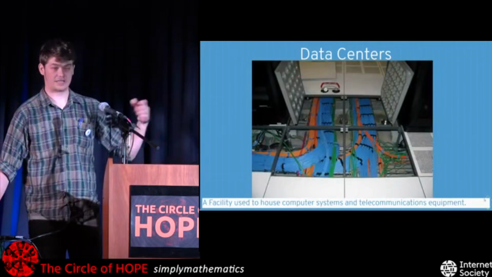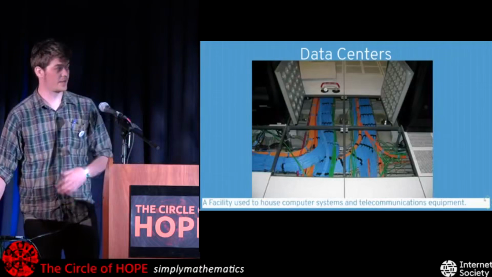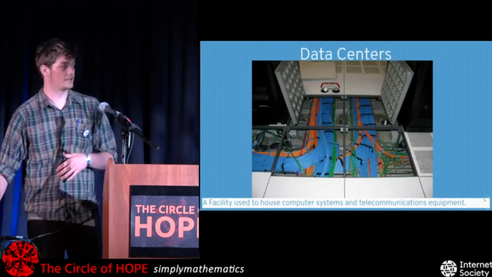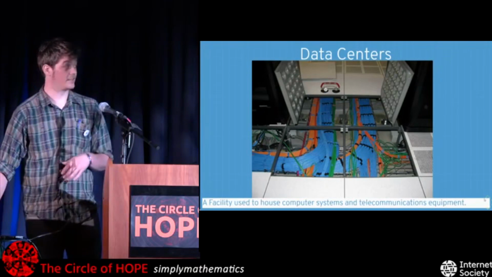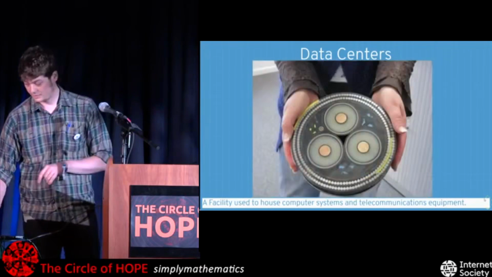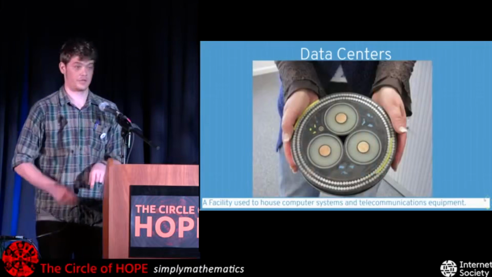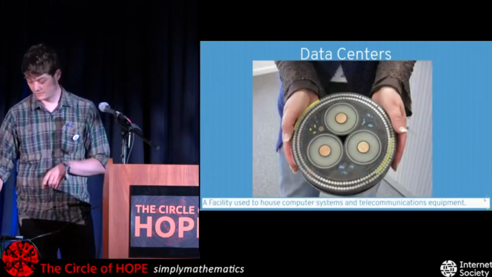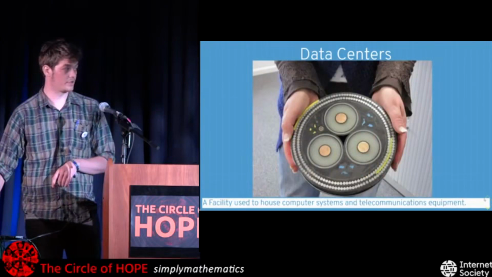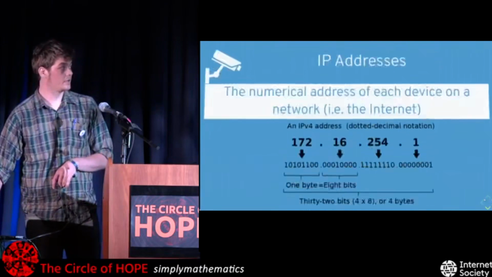Here's what this looks like in a data center. This is some cables running in a junction, and surveillance looks a lot like this. Here's a transatlantic cable. These run under the ocean and connect everything in the world to the internet.